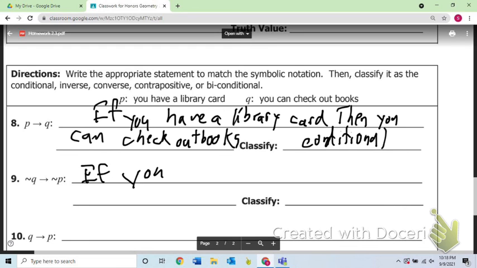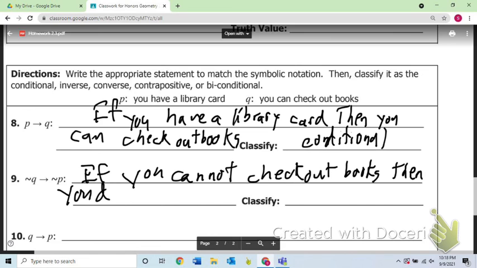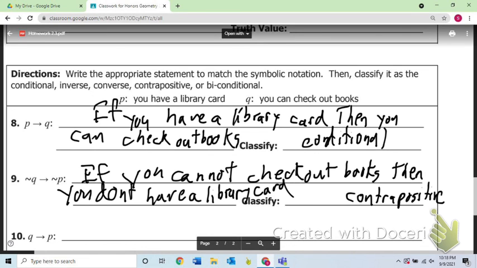So we'd go, if you cannot check out books, then you do not have a library card. And that would be the contrapositive. So then for 10, 11, and 12, what you're going to do is fill out what those statements are and then identify what they are. Now, in your notes, you should have what makes up the inverse, converse, contrapositive, and biconditional. So this shouldn't be too difficult for you.